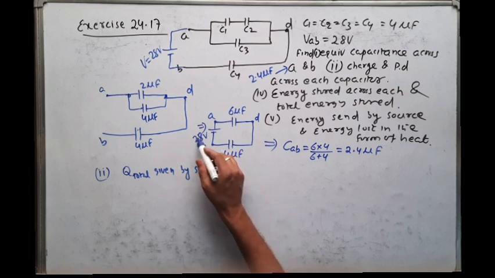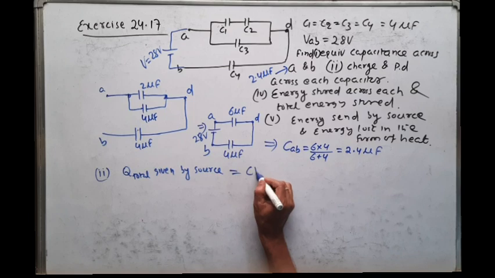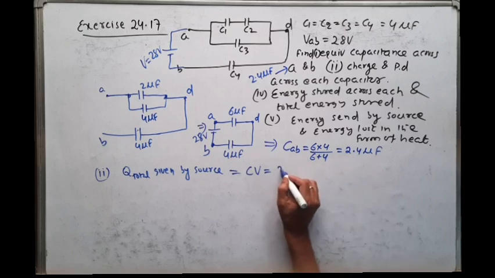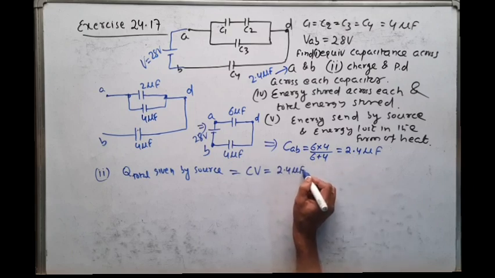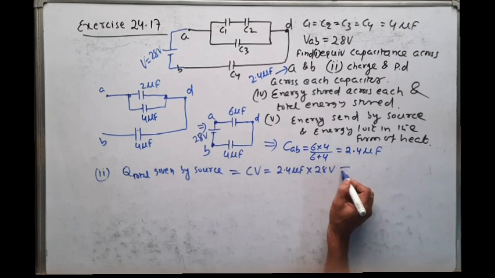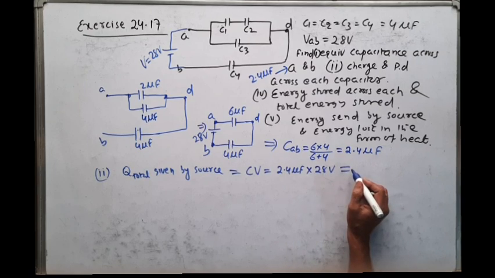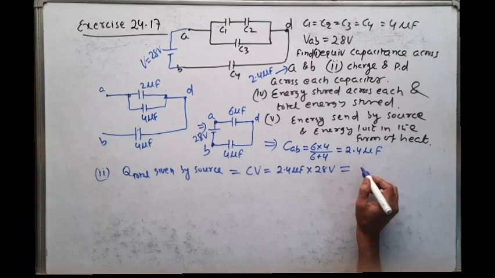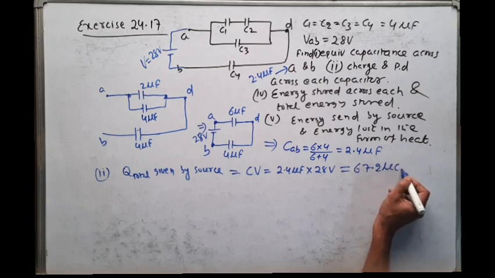You see, the total Q is equal to CV. So what is the equivalent capacitance across A and B? That is 2.4 microfarad, into voltage. What is the voltage? Potential difference, 28 volt. So just multiply this. You will get 28 into 2.4. I think it will come 67.2 microcoulomb.